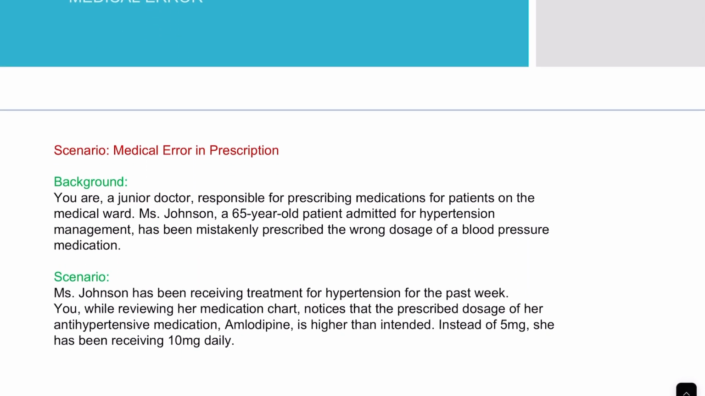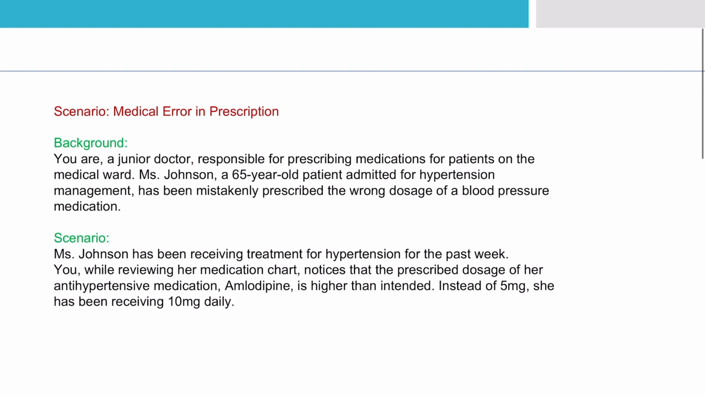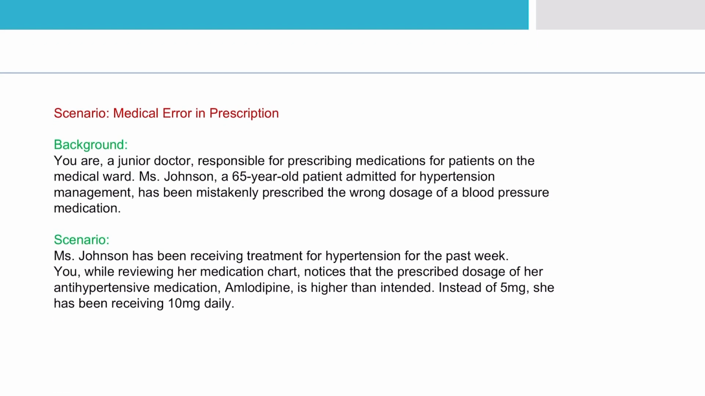You are a junior doctor responsible for prescribing medications for patients on the medical ward. Mrs. Johnson, a 65-year-old patient admitted for hypertension management, has been mistakenly prescribed the wrong dose of a blood pressure medication. She has been receiving treatment for hypertension for the past week. While reviewing her medication chart, you notice that the prescribed dosage of her antihypertensive medication, amlodipine, is higher than intended. Instead of 5 milligrams, she has been receiving 10 milligrams daily.